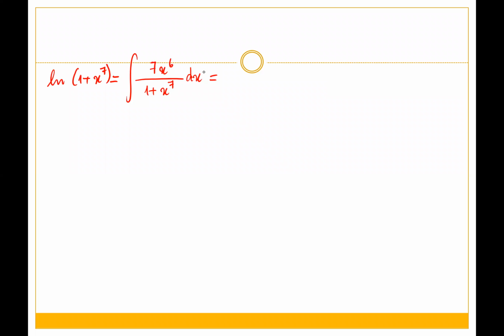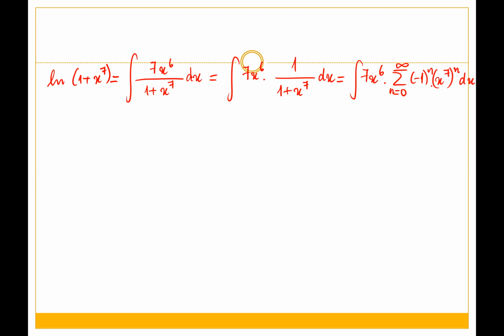Okay, now you're going to rewrite this as the integral of 7x to the 6 multiplied by 1 over 1 plus x to the 7 dx. And this one is a power series. As I remember, it's going to be the sum from n equals 0 to infinity of (-1) to the n times x to the 7 to the n. Now, before I take the integral, I want to put everything into a single series. So what we have is 7 multiplied by this series, and now I put in x to the 6.